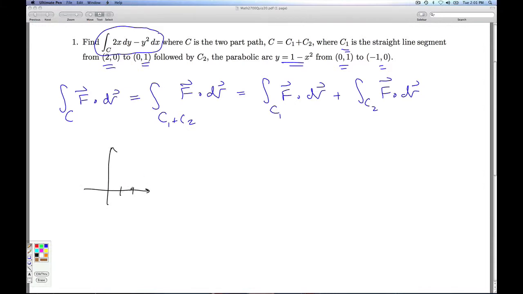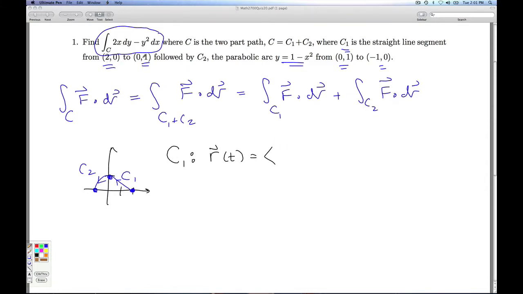We've got a line segment followed by a parabolic curve. So here's C1 and here's C2. We're going to evaluate each of these independently. So let's look at the integral over C1. I think the fastest way to handle this work integral is to parameterize it, and we've done lots of these in class and in your homework.